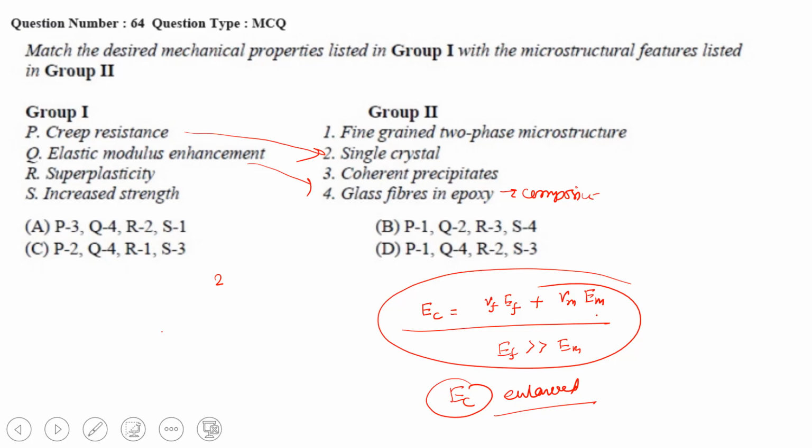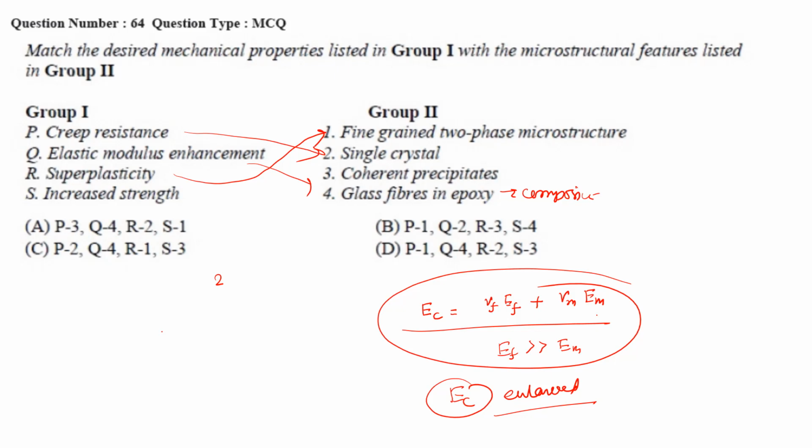Next is superplasticity. Superplasticity is a phenomenon where we deform a material such that the elongation is very high and we do not see necking. We can get this through a fine-grained two-phase microstructure. Whenever the grain size becomes finer, the deformation is very smooth, right? We can get a superplastic region.